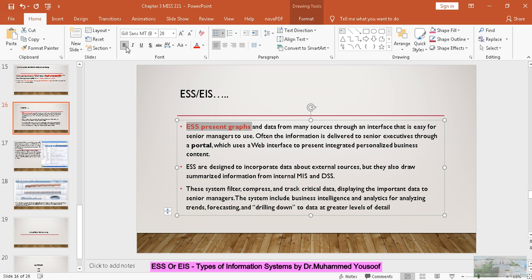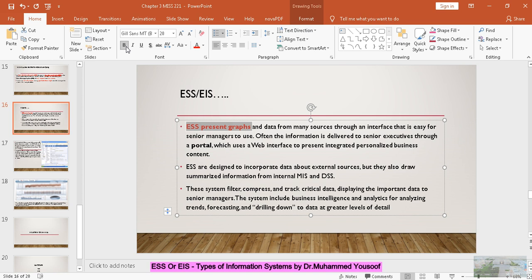So the data will be given in the form of graphs. Mostly it will be given in the form of graphs, and you have something called dashboards. You don't have only one graph, you have many graphs, so that the top management or the senior executives can get a very clear view of the organization, to make a very clear decision on what is good for the organization and all the stakeholders.